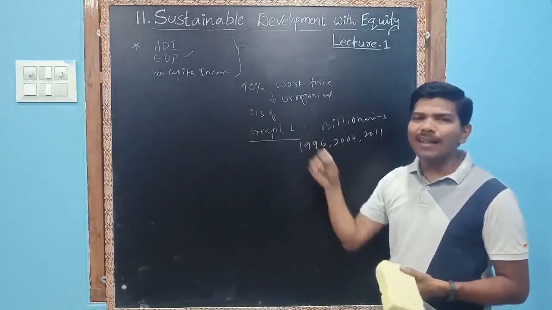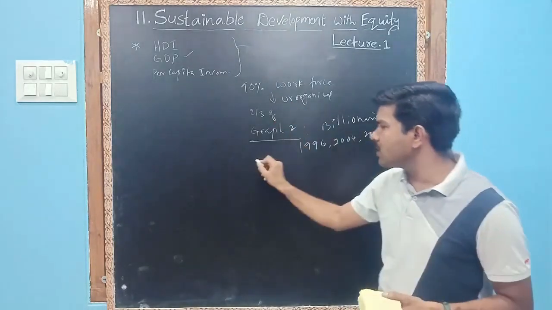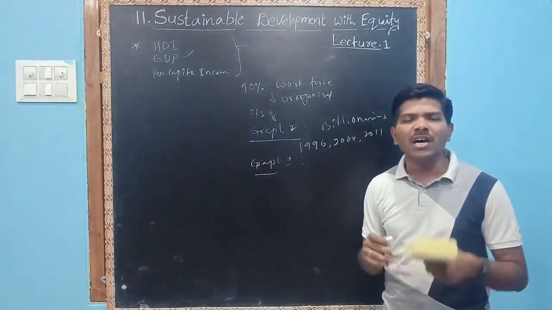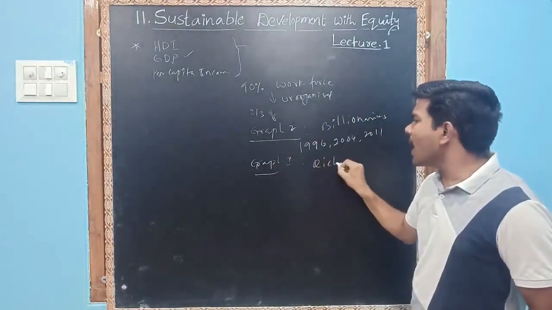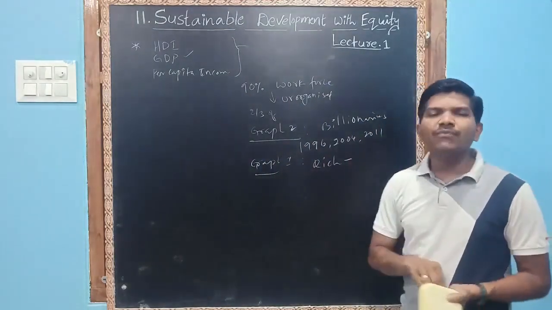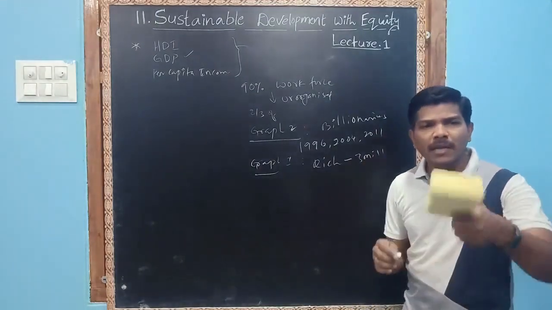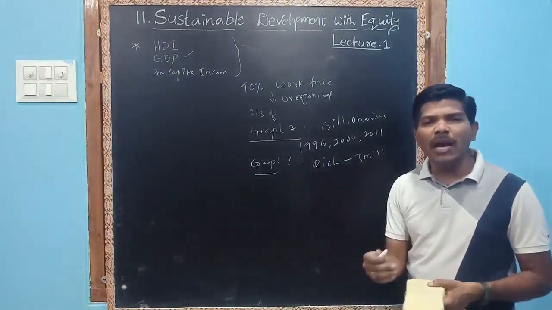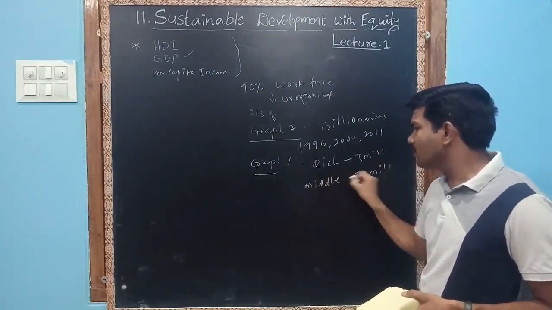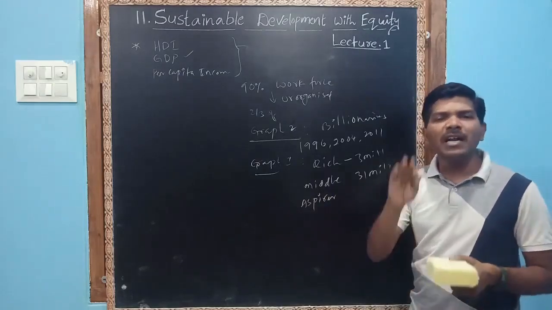Another example is in graph number 1, sorry, graph number 2. In graph number 1, they have mentioned the rich. In India, as per the information in graph 1, there are only 3 million people who are very rich. Next, the middle class, 31 million. These are middle class, and the aspirers are 71 million.